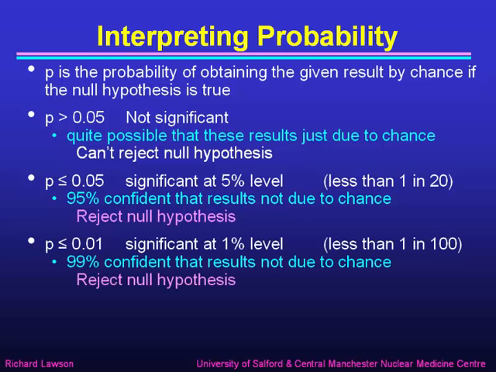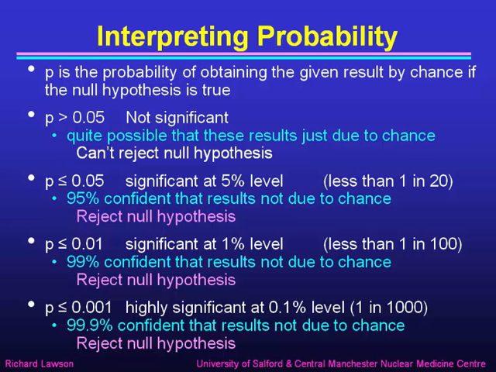If P is less than 0.01, that's significant at the 1% level. There's less than 1 in 100 chance that we would get these results if the null hypothesis was true. So we can be 99% confident that the results weren't due to chance, and we reject the null hypothesis and accept the alternative hypothesis. P less than 0.001 is highly significant at the 0.1% level, a chance of 1 in 1,000. So we're 99.9% confident that the results are not due to chance, and once again we can reject the null hypothesis.